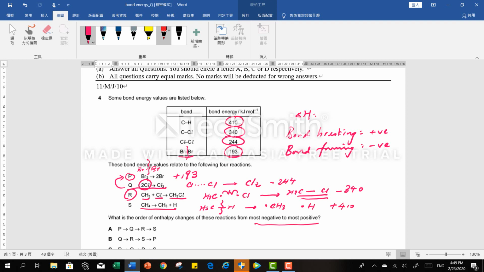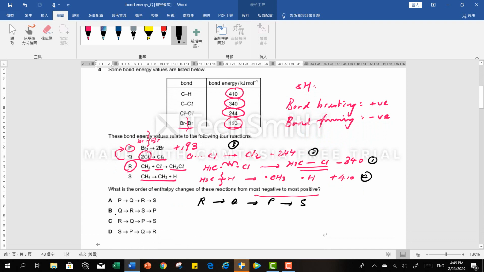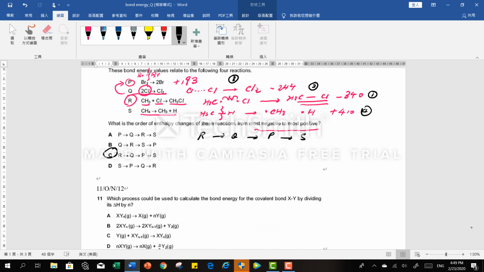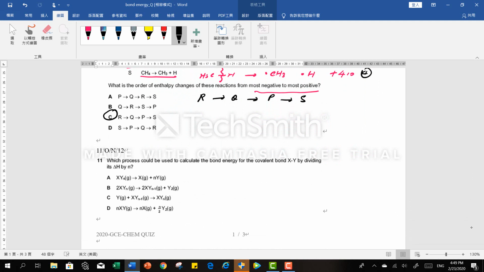Now after getting these four data, you can prioritize them from most negative to most positive. So I bet the most negative one is this one, then this one, then this one, then this one, right? So it should be R, Q, P, and S, okay? So let's look at the options. So it should be C. Understand? Okay, let's continue.